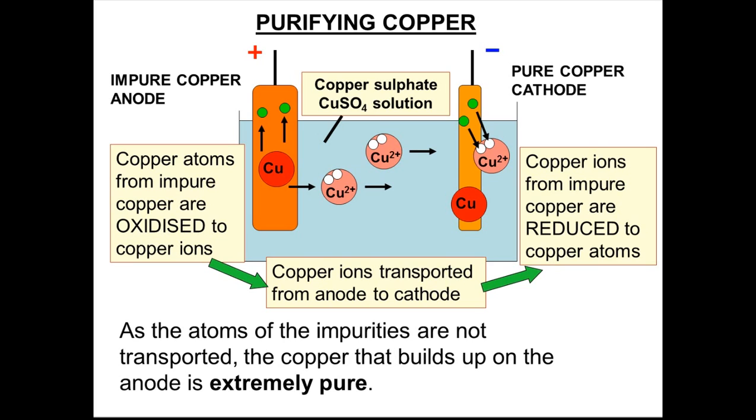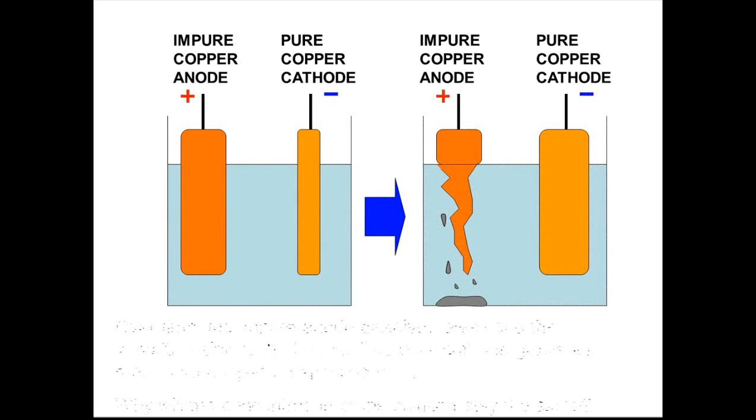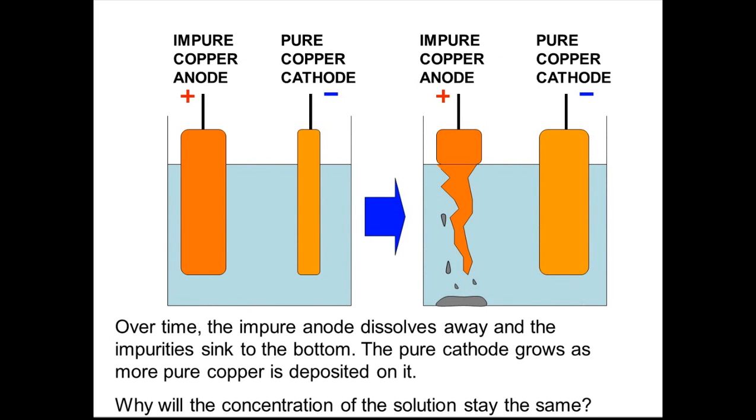Because the atoms of the impurities are not transported by this process, the copper that's building up on the cathode is extremely pure, which is very important for things like electrical wire, as we've said already. So this is what you kind of see happening. Over time, the impure copper anode will deteriorate, dissolve away, and break down. We'll get a nice, big, fat lot of pure copper being produced at the cathode. And that's more or less it for electrolysis.